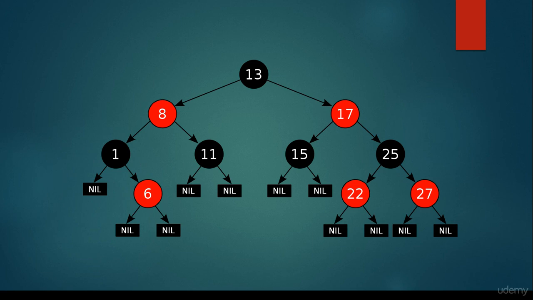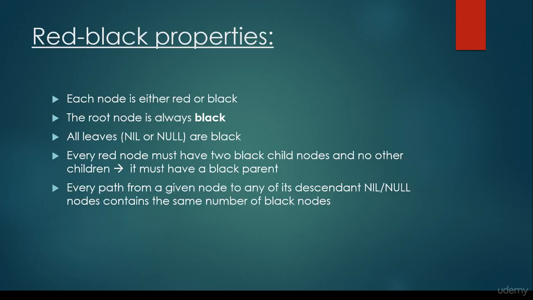Let's try to go from the root to the rightmost item. It contains basically 2 black nodes, the 13 and the 25. Let's consider, for example, the leftmost item. It is the 1, and basically the 1 is black and the root node is black. So it is also true that every path from a given node to any of its descendant null nodes contains the same number of black nodes. This is how red-black trees work, okay.